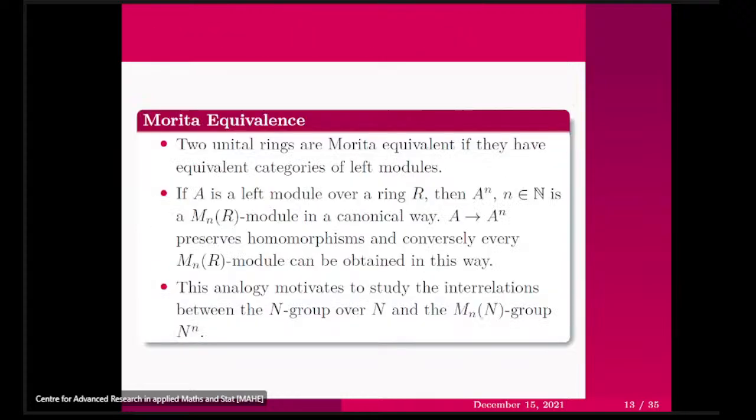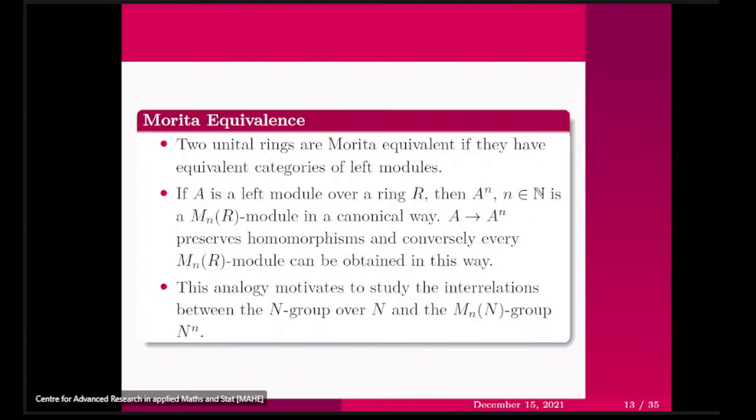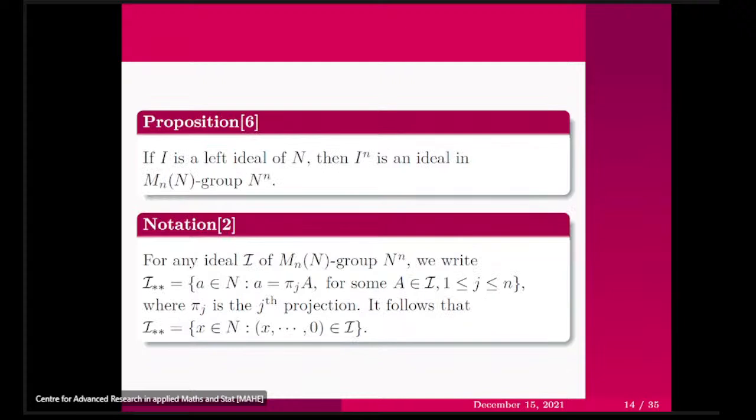as follows. Now, Morita equivalence. Two unital rings are Morita equivalent if they have equivalent categories of left modules. If A is a left R module, then A^n becomes the MnR module in a canonical way, which preserves the homomorphism. So this analogy motivates us to study the interrelation between the M group over N and the MNN group MN. Some propositions: if I is a left ideal of N, then IN is an ideal of the MNN group MN.